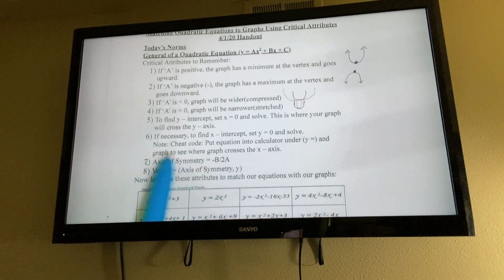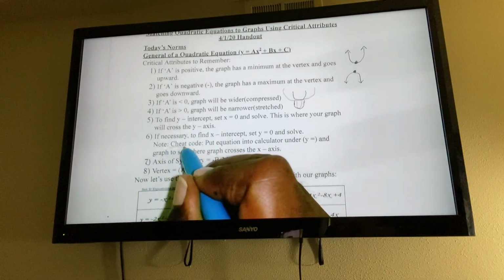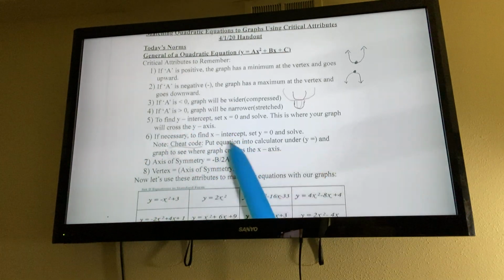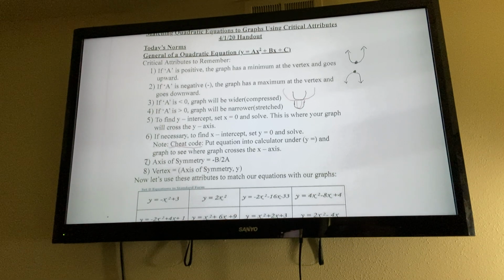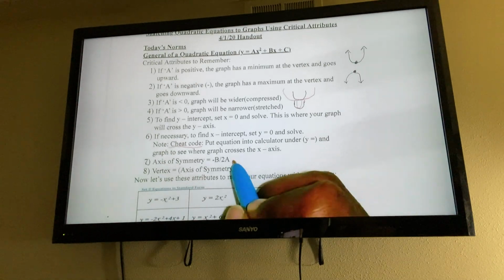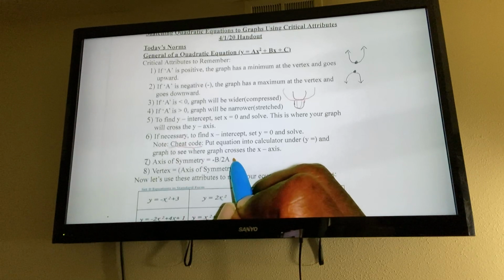Cheat code: because we have to teach you how to use the calculator, you can put the equation into the calculator and see what the graph looks like. You can see where it crosses the x-axis, and it's easy to match that way. But we don't want to use the cheat code until we know how to do the math, because we want to be college ready, and to be college ready, you have to know more than just how to use a calculator. The axis of symmetry in this lesson will be another very critical point.